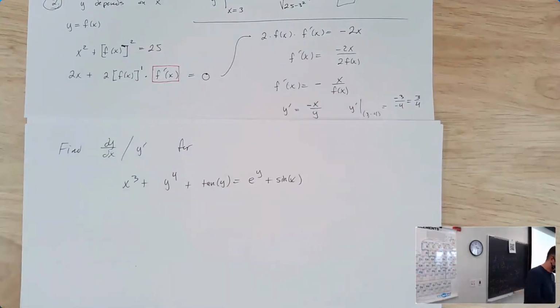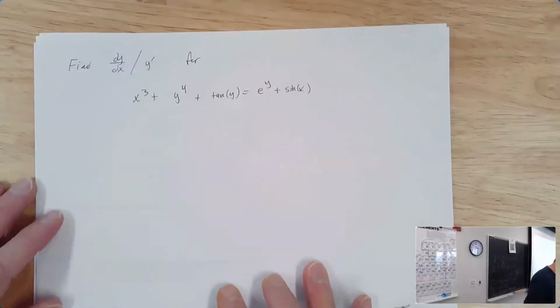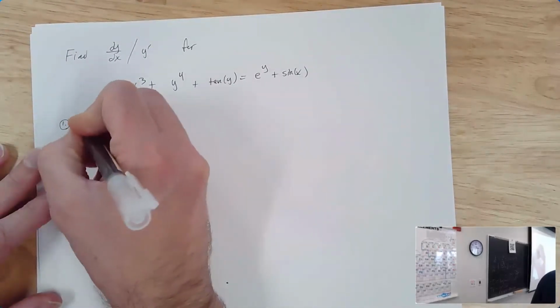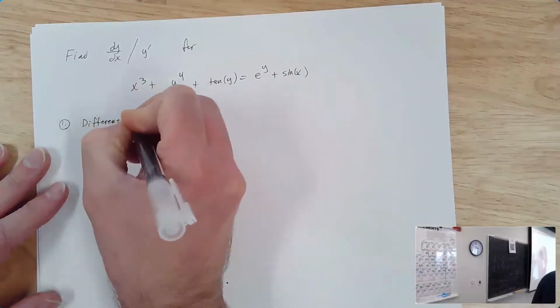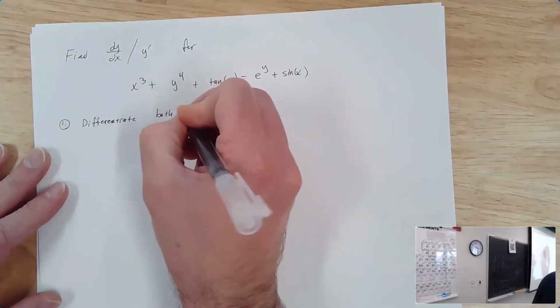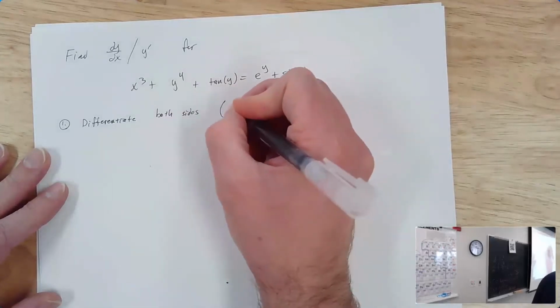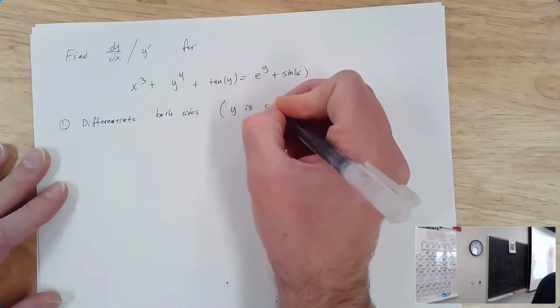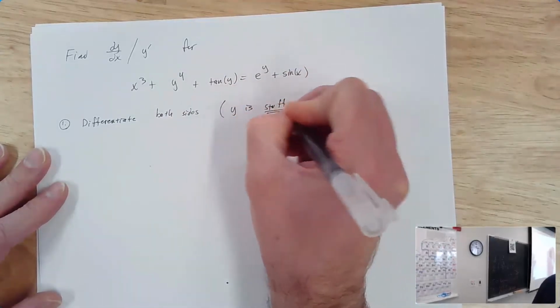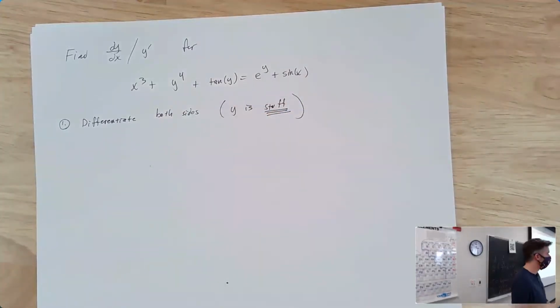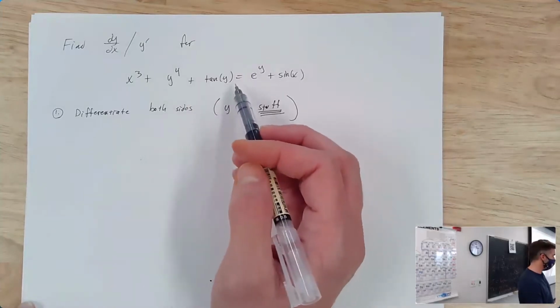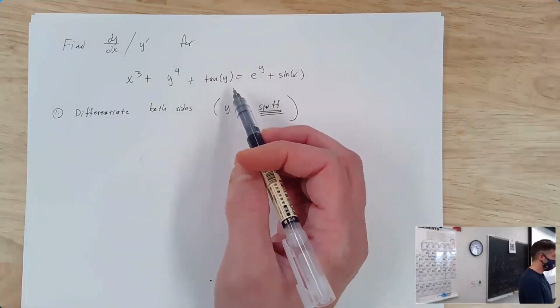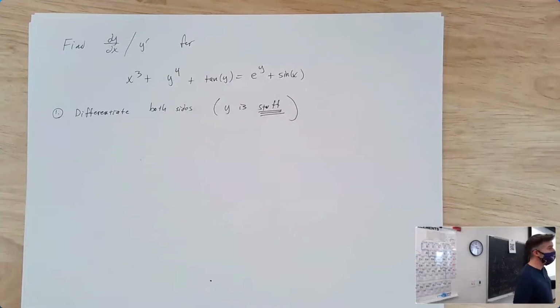The first step, always the first step, is to differentiate both sides. And remember, y is stuff. You could, if you really wanted to, rewrite every y as f of x. That helps, just like we did for the previous one. I don't think you need to do that, but you might want to.